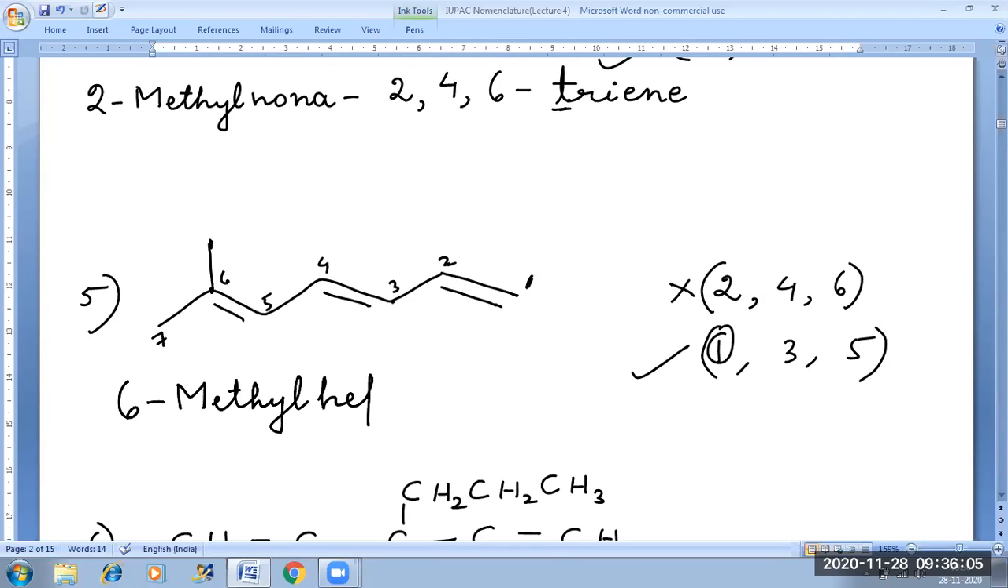Hept. 7, so hept. 1, because at the first position, I have a double bond. Comma 3. 1, 3, 5. Try it. Again, it says there is a T here. I have to write hepta. Now it is correct.